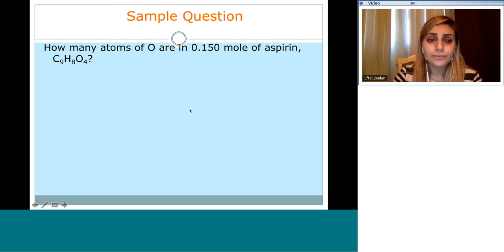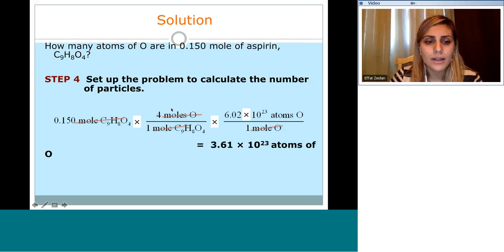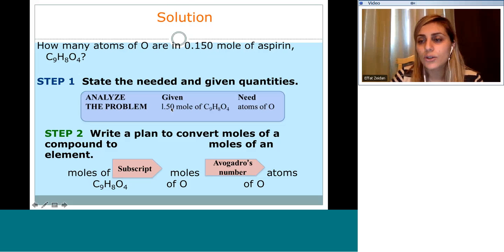So how many atoms of oxygen are in 0.15 mole of aspirin? This is the formula of aspirin. So what do we need? What are we given? We are given 0.15 mole. Let me just check something real quick. Yes, it is 0.15. So please, can you correct this? This is not 1.5. This is 0.150 mole of aspirin. We are asked to get the number of atoms of oxygen in this much aspirin.